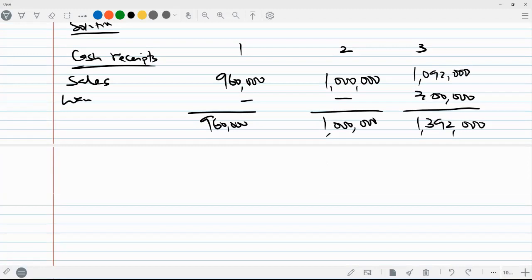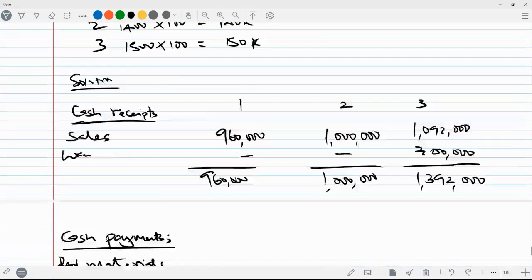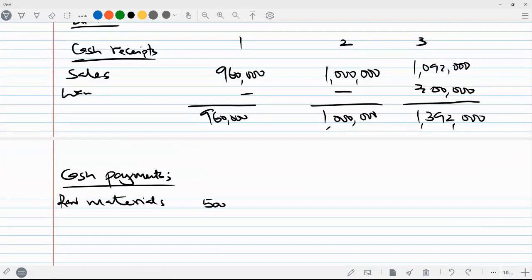Then you have cash payments. You can have here cash payments. Cash payments begin with raw material. Raw materials, and the raw materials, we are done working for that. Raw material, 500, 520, 560. So 500 cash outflow, 520, 560.